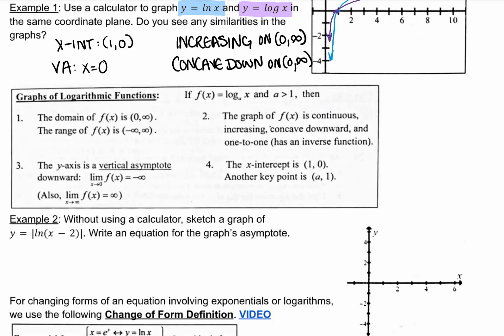Without using a calculator, sketch a graph of y equals the absolute value of natural log of x minus 2. Write an equation for the graph's asymptote. It might be difficult to graph this, so I'm going to start with just graphing the parent graph ln x. Now I'm going to translate that 2 units to the right.